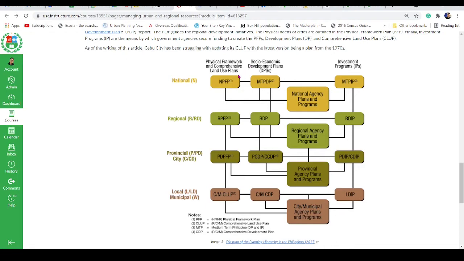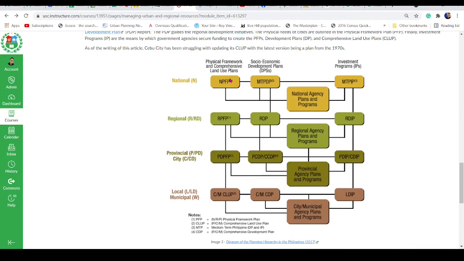The physical factors are being handled by people who study the physical framework at the national, regional, and provincial scale. So at this level, they're looking at topography, the national highways, regional highways. How are we moving people from point A to point B? The shipping lines. So these are all in the physical framework.